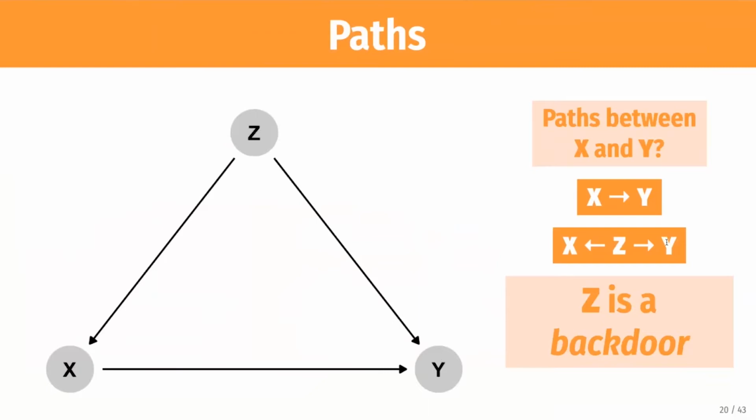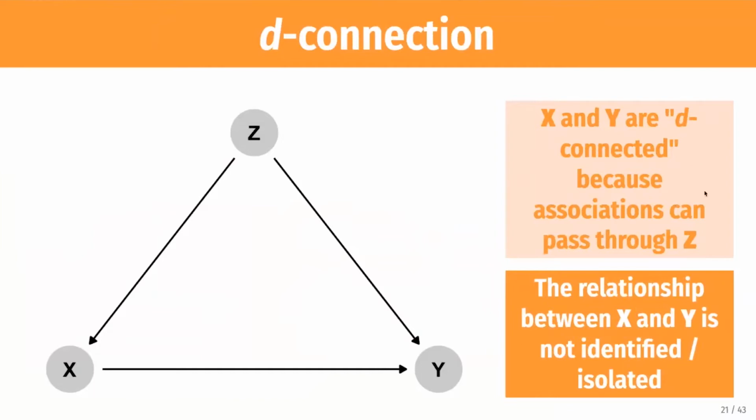The reason it's a backdoor is if you look right here, there's an arrow pointing backwards into X. So anytime you have some variable pointing back into your treatment, that's going to be a backdoor effect. And we don't want that. Okay, in official DAG language, this is called d-connection. So X and Y are d-connected because Z is messing it up. You don't need to worry about that so much, but if you come across this idea of d-connection or d-separation out in the world, that's what it's talking about. It just means there's a backdoor or the backdoor is not closed.